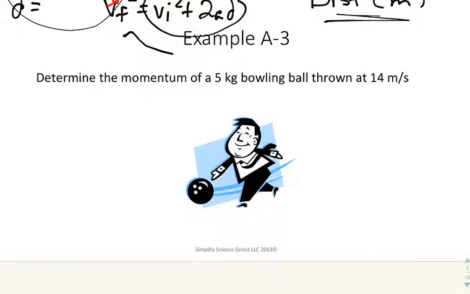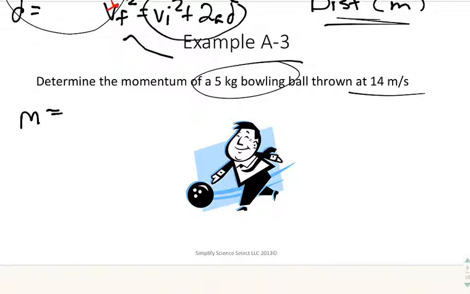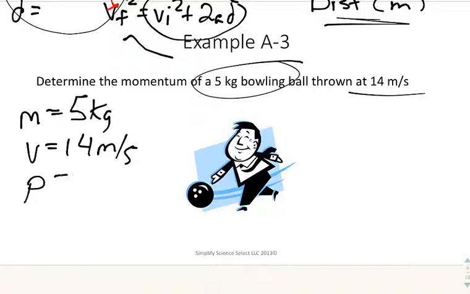This one is a little bit easier. It says determine the momentum of a 5 kilogram bowling ball thrown at 14 meters per second. So we want to go through the GUESS method as we normally do. We say mass is equal to 5 kilograms. We say velocity is equal to 14 meters per second. What I'm trying to solve for is the momentum. So I've got my given and my unknown.